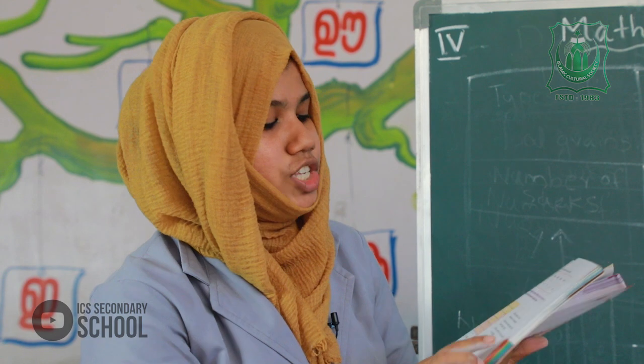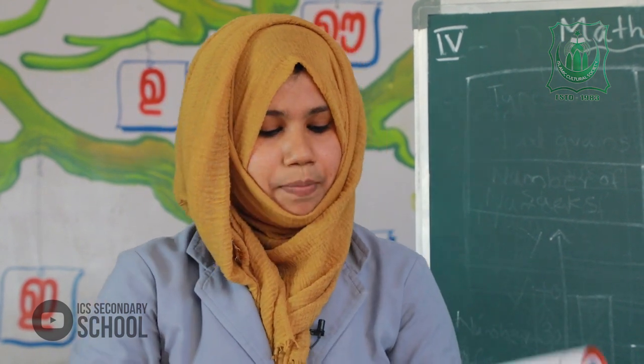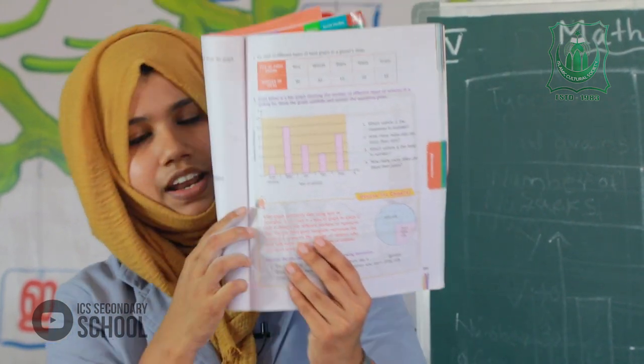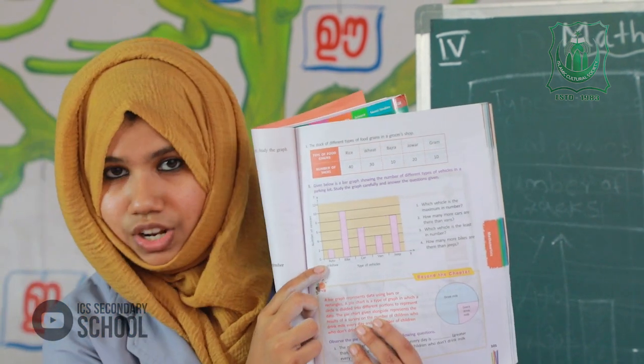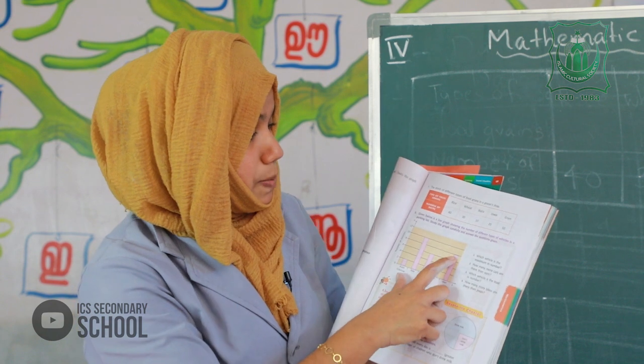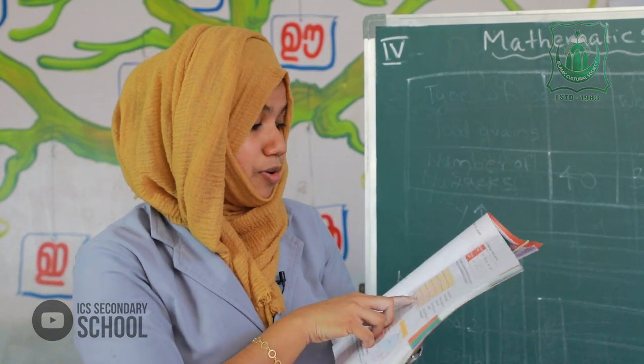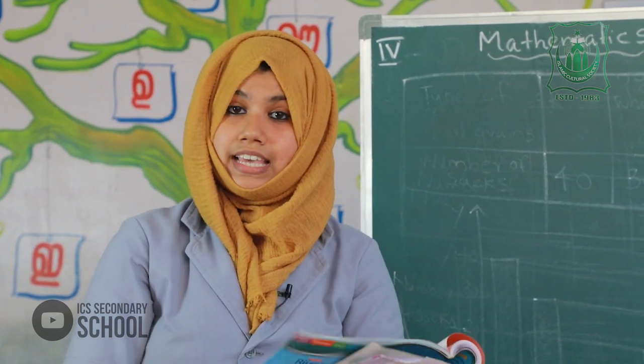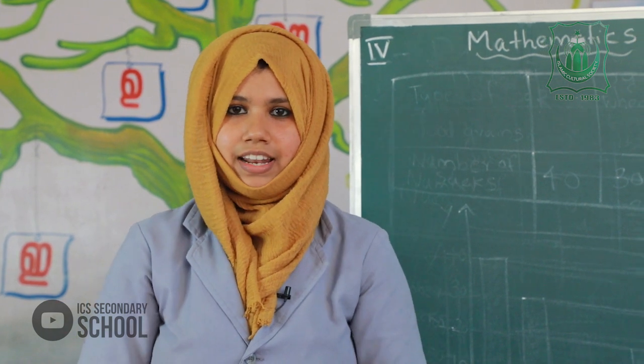Third question, which vehicle is the least in number? Yes, auto rickshaw is the least in number. And the final question is, how many more bikes are there than Jeep? So, the number of Jeep is 8 and number of bike is 10. So, 10 minus 8 is 2. Is it clear that? Okay.